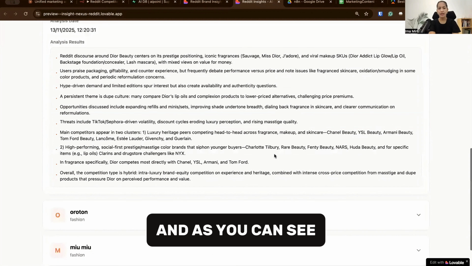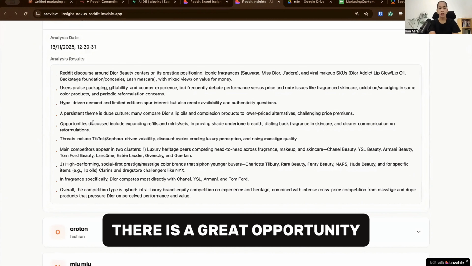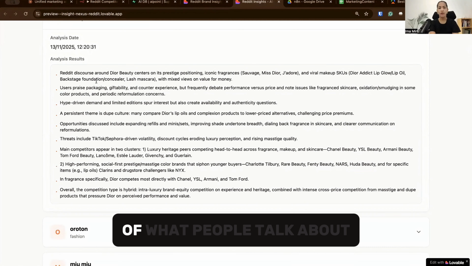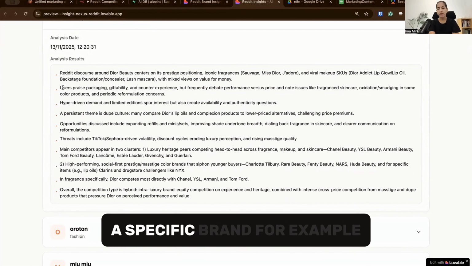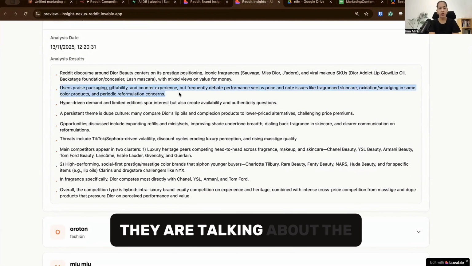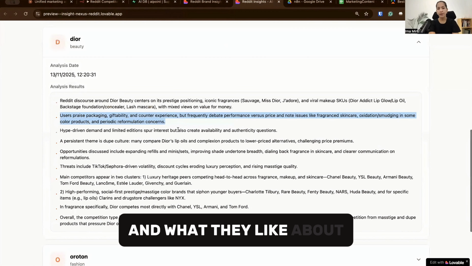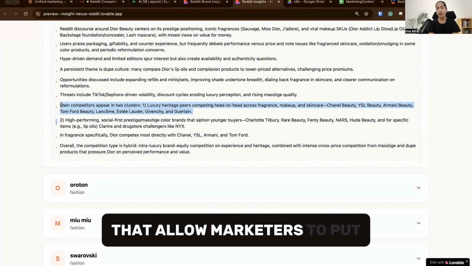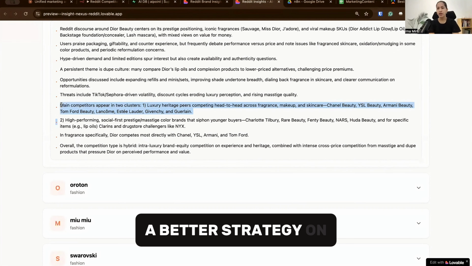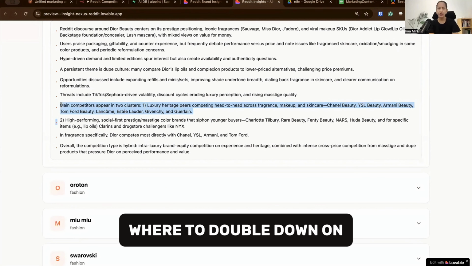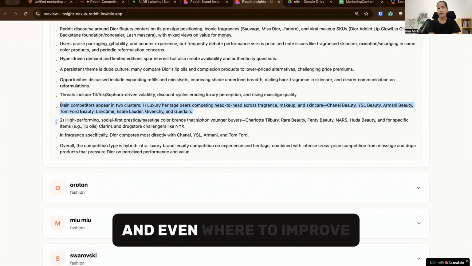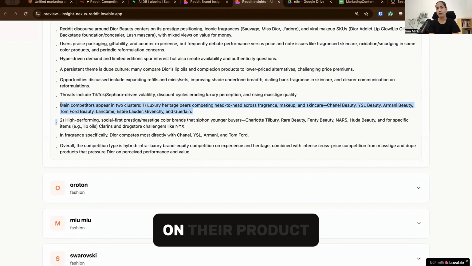And as you can see here, there is a great opportunity for understanding what people talk about a specific brand. For example, they are talking about the packaging of the Dior brand and what they like about it, and what the other competitors are that people talk about, which allows marketers to put a better strategy on where to double down on their marketing and even where to improve on their product.